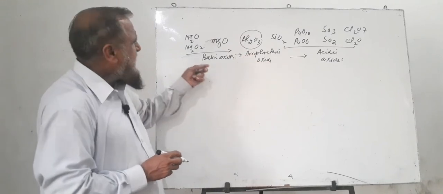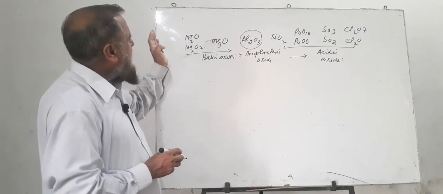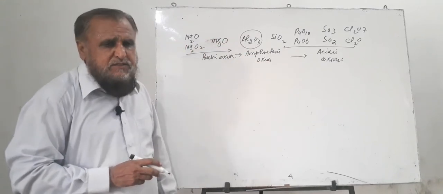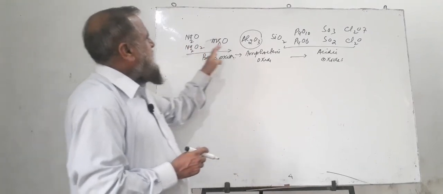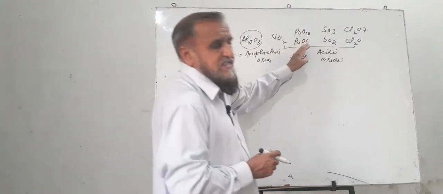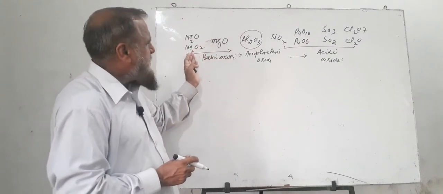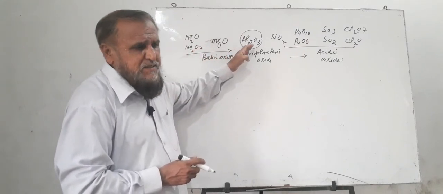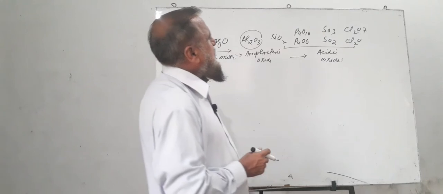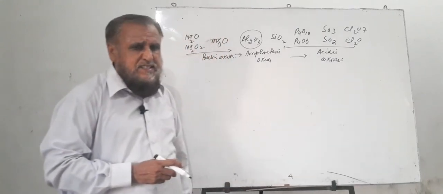The reason is that in period 3, when we move along the period, we are moving from metals to metalloids and non-metals. Metal oxides are usually basic, oxides of metalloids may be amphoteric, and the oxides of non-metals are always acidic in nature.